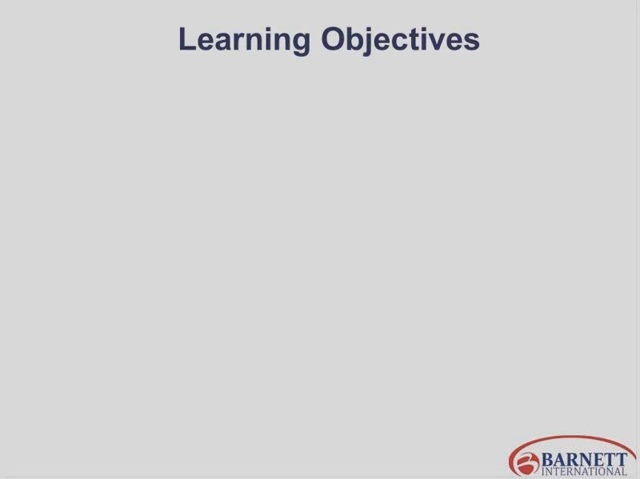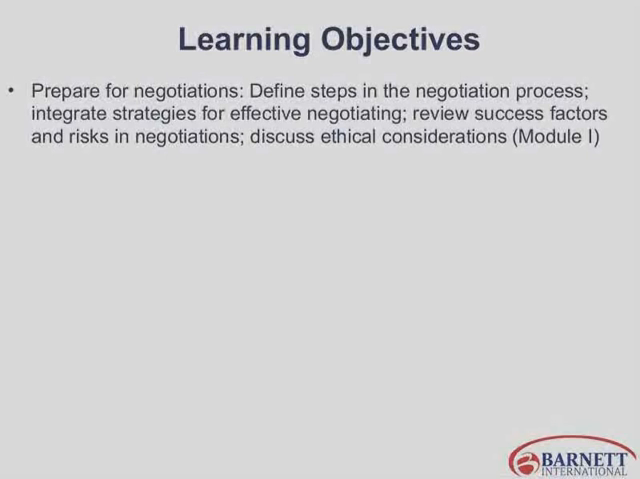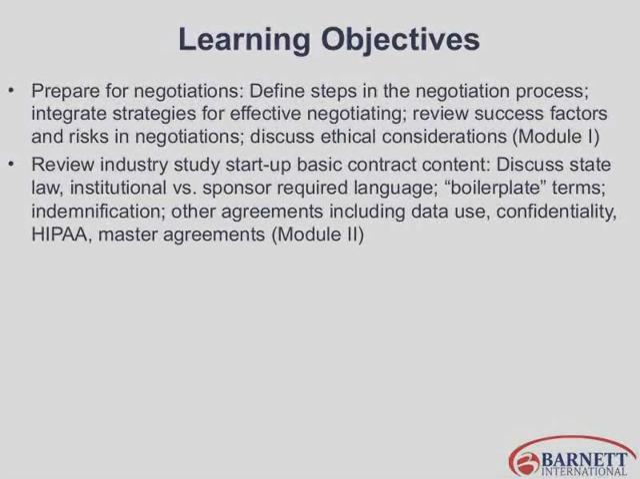We can't have a presentation or a session that's offering CEUs without learning objectives. So here are the learning objectives for this session. We want to prepare for negotiations and define the steps in the negotiating process, integrate strategies for effective negotiating, review success factors and risks in negotiations, and discuss ethical considerations. A second objective is to review industry study startup basic contract content. Talk a little bit about state institutional laws or policies versus sponsor required language, and then boilerplate terms.